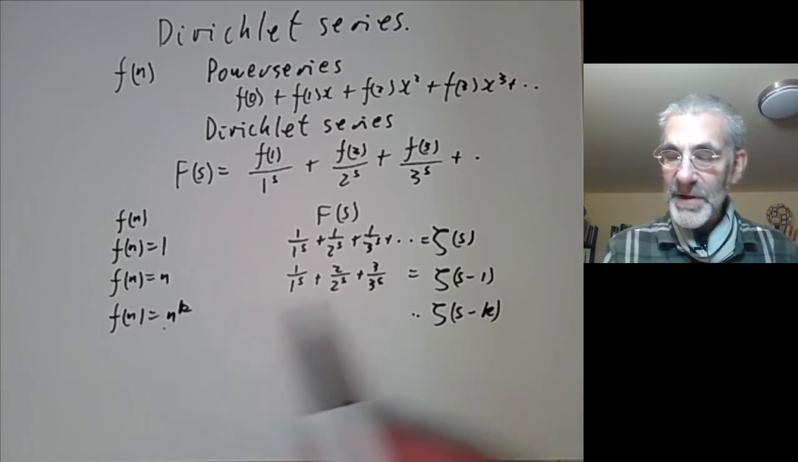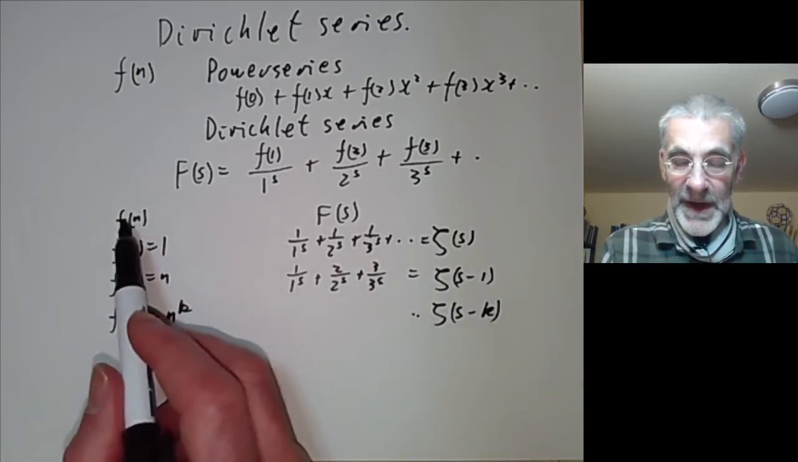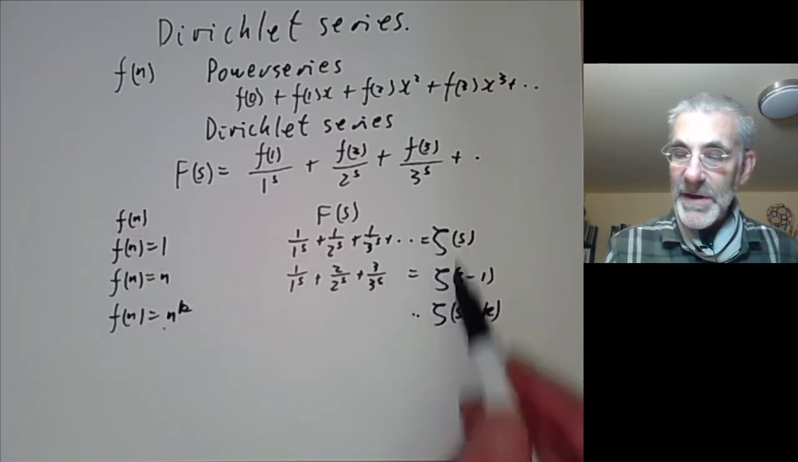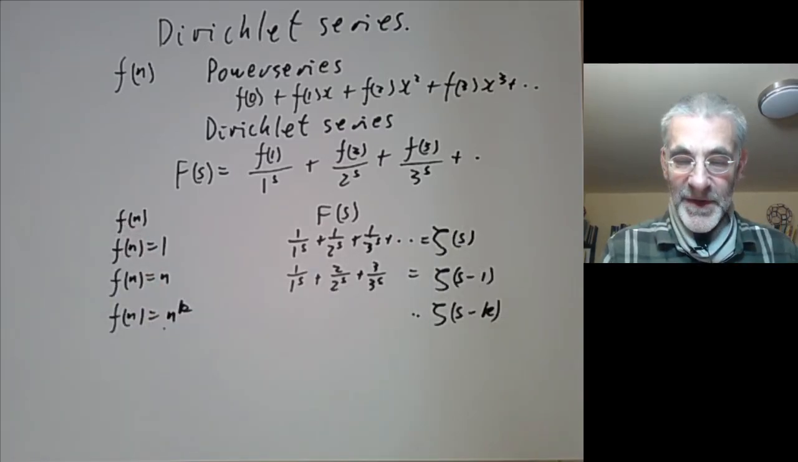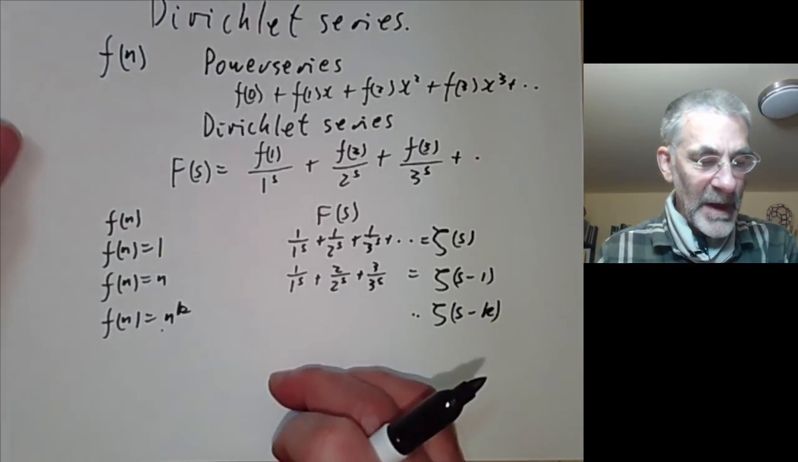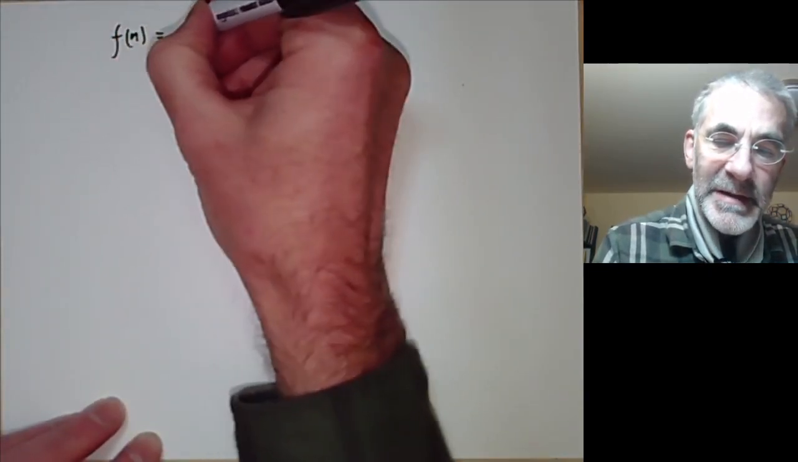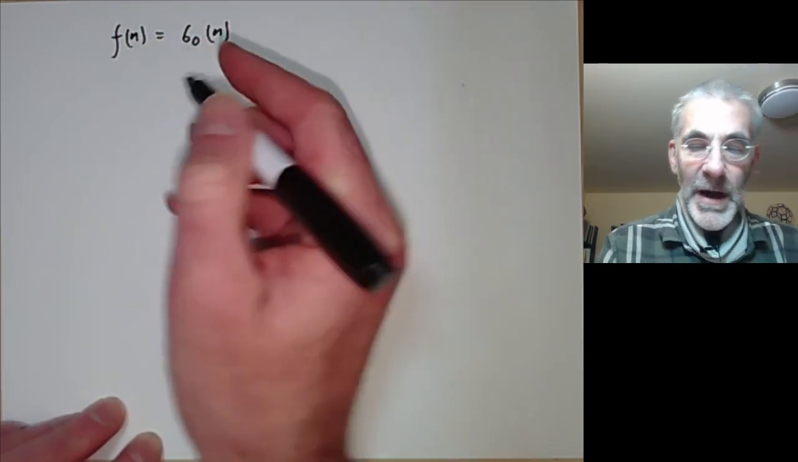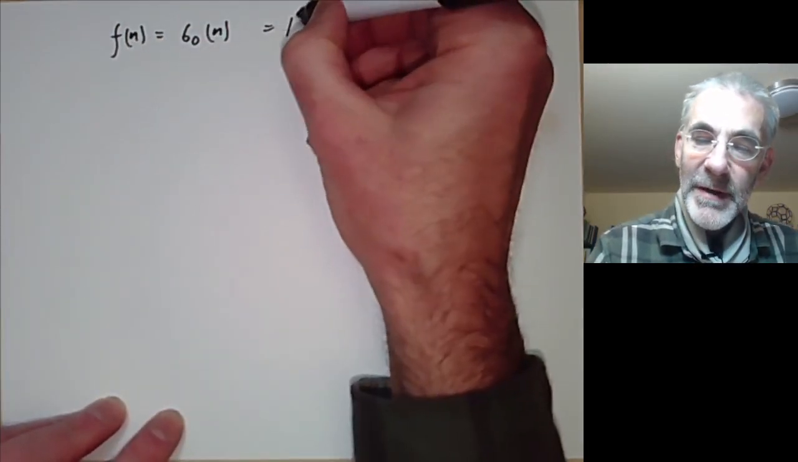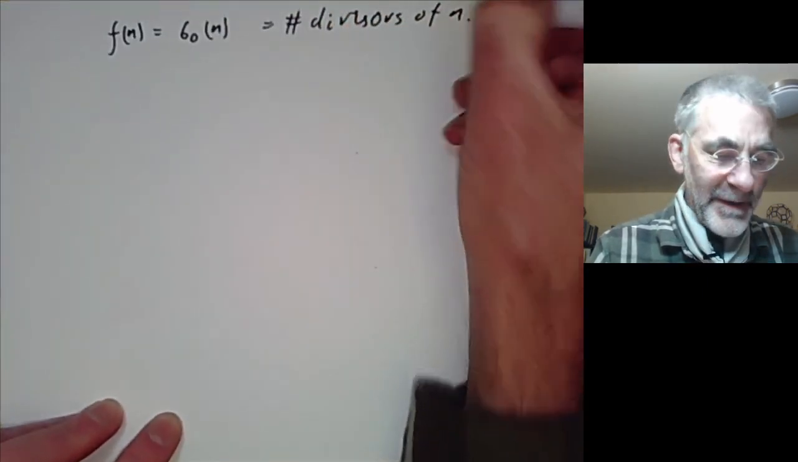So polynomials on the arithmetic function side can all be written in terms of zeta of s on the Dirichlet series side. So far that's not terribly exciting. But now let's look at a more interesting function. Let's take f(n) to be sigma 0 of n. You remember this is equal to the number of divisors of n.